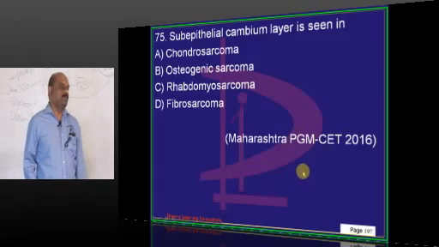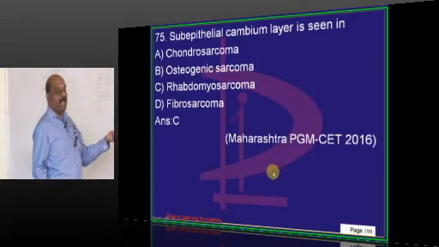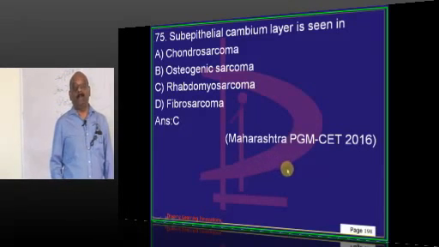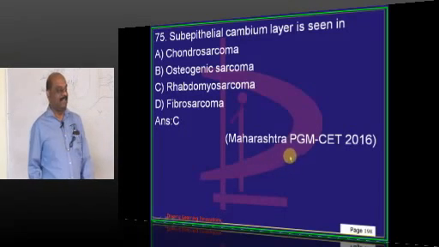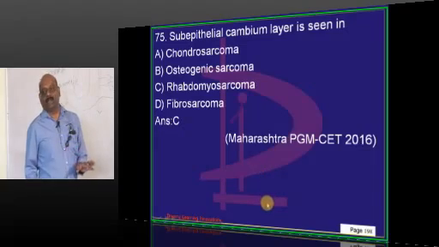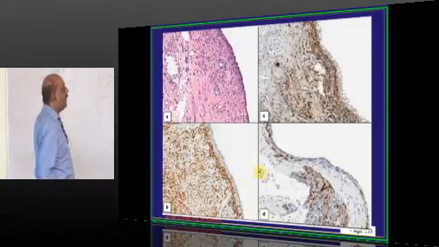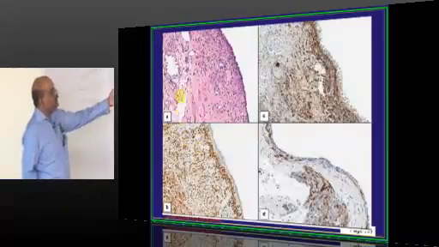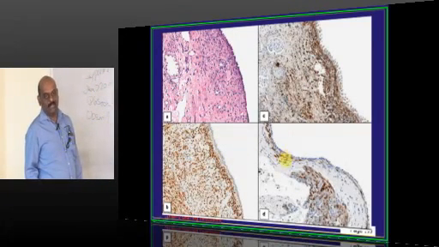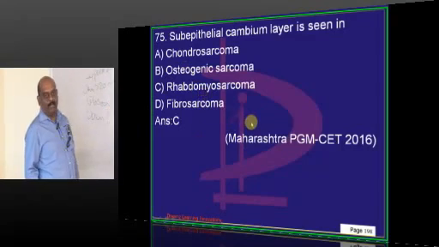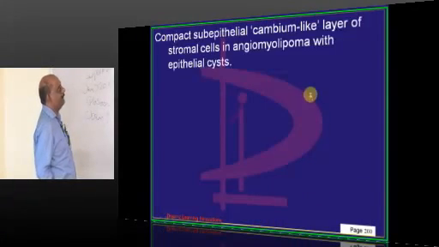This is a nonsense question. Who will remember? It is a part of rhabdomyosarcoma unless you have finished diploma pathology and are trying once more for MD entrance. So it's an outlier question, not a common question. So there is something called cambium layer which is there in rhabdomyosarcomas, etc., etc.